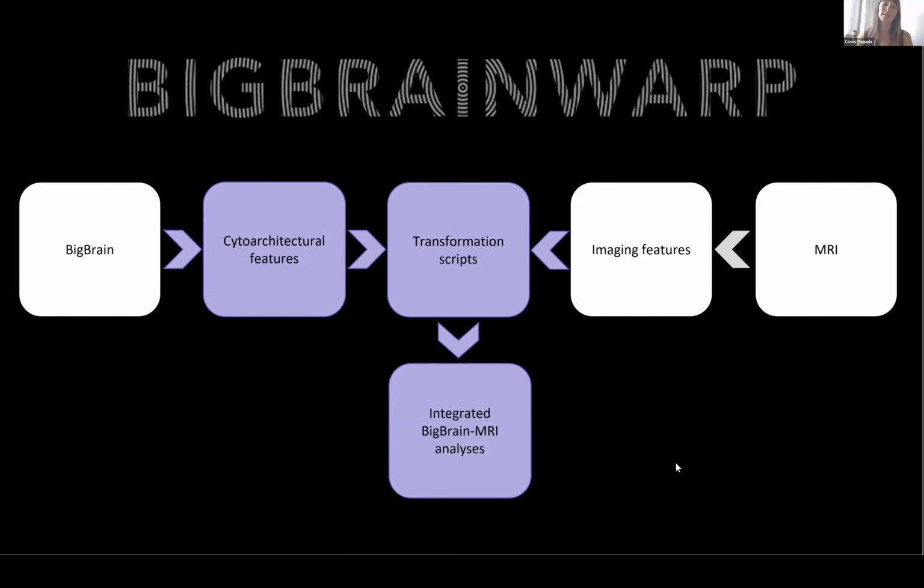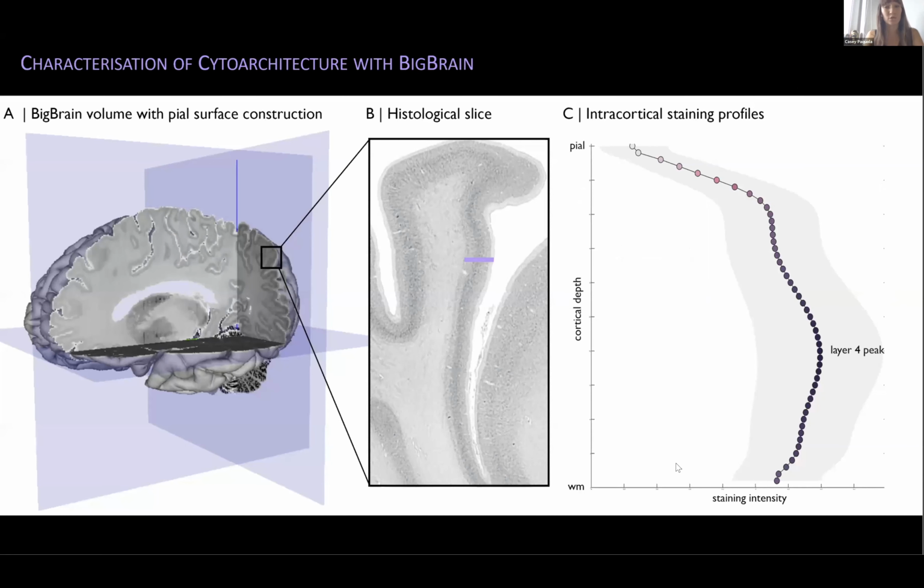We've pre-generated some cytoarchitectural features, and we try to provide lots of links to previously published work. We've also created some very simple one-liner transformation scripts, and we've written comprehensive tutorials on how to undertake such multimodal analyses. On to the cytoarchitectural features.